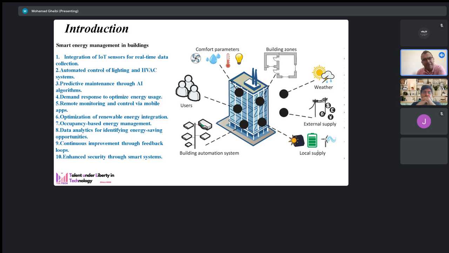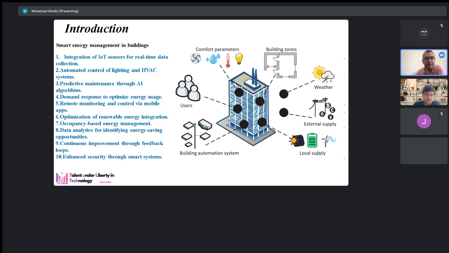We need to implement Internet of Things sensors for real-time data collection. Also, we need to focus on automated control of lighting and to check the system of heating, ventilation and air conditioning. Also, we need to predict maintenance through artificial intelligence algorithms, because now artificial intelligence is very important for everyone.